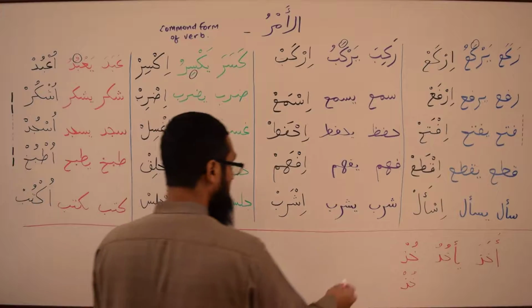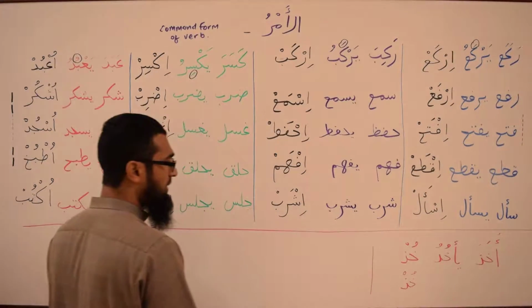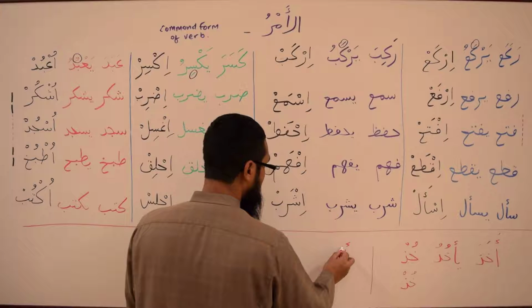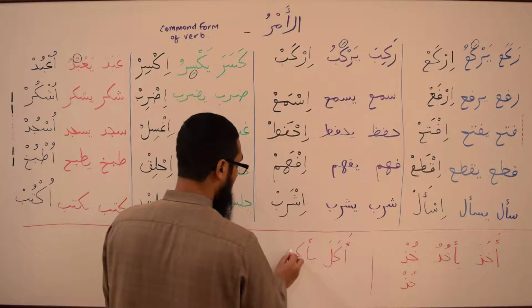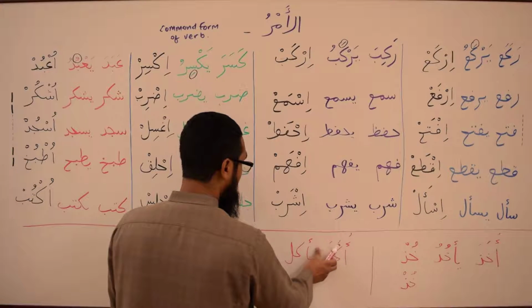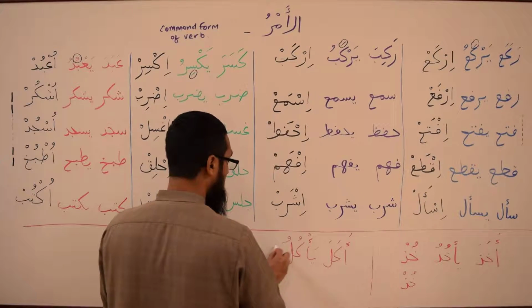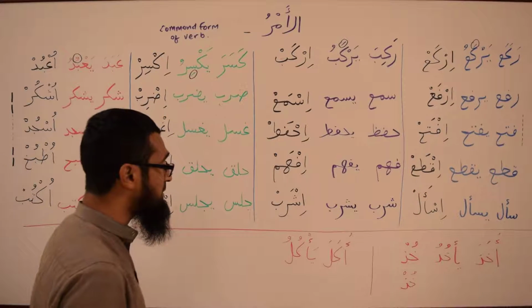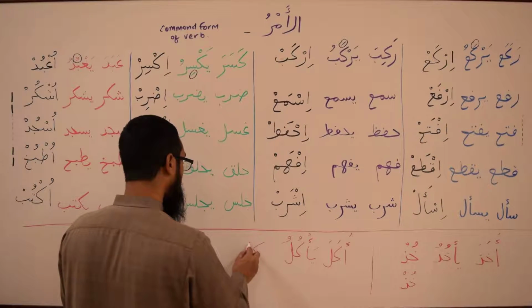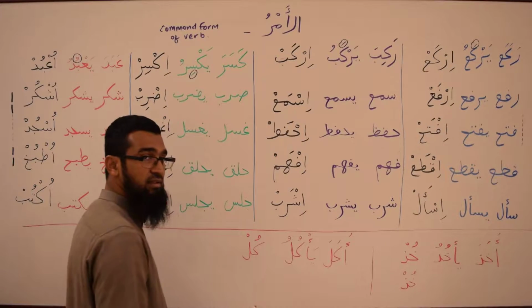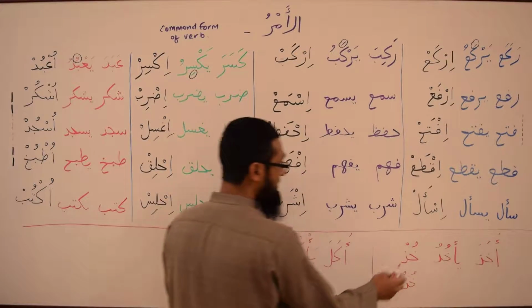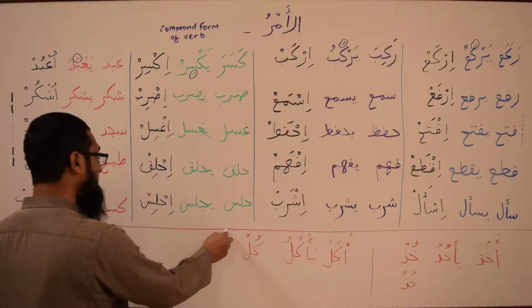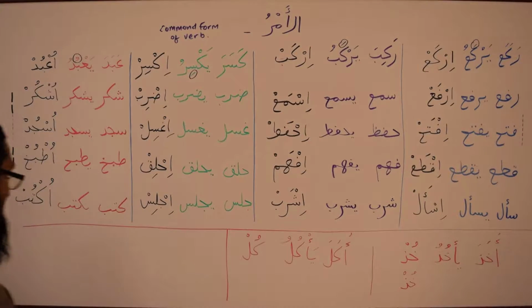Another example is the verb akala ya'kulu, which means to eat. Akala ya'kulu. Okay, so what would be the amr? Amr would be kul. Kul, which means eat. Right? So if it starts off with a hamza, it's called mahmuz, and the amr is a little bit different. So this is abnormal, no doubt it's abnormal, but you need to know that.